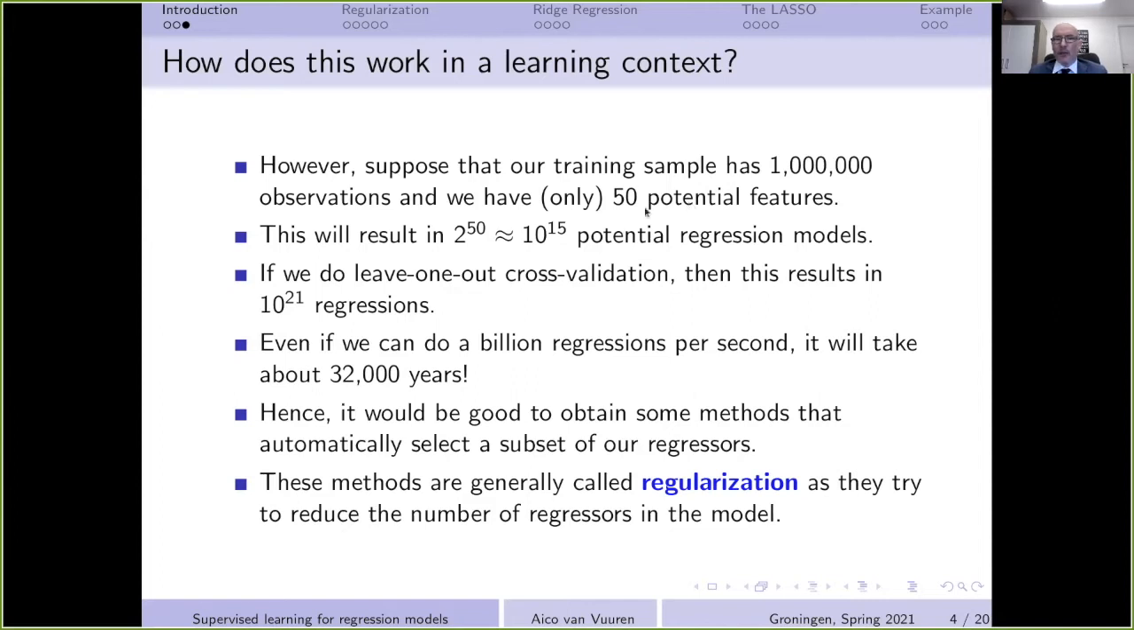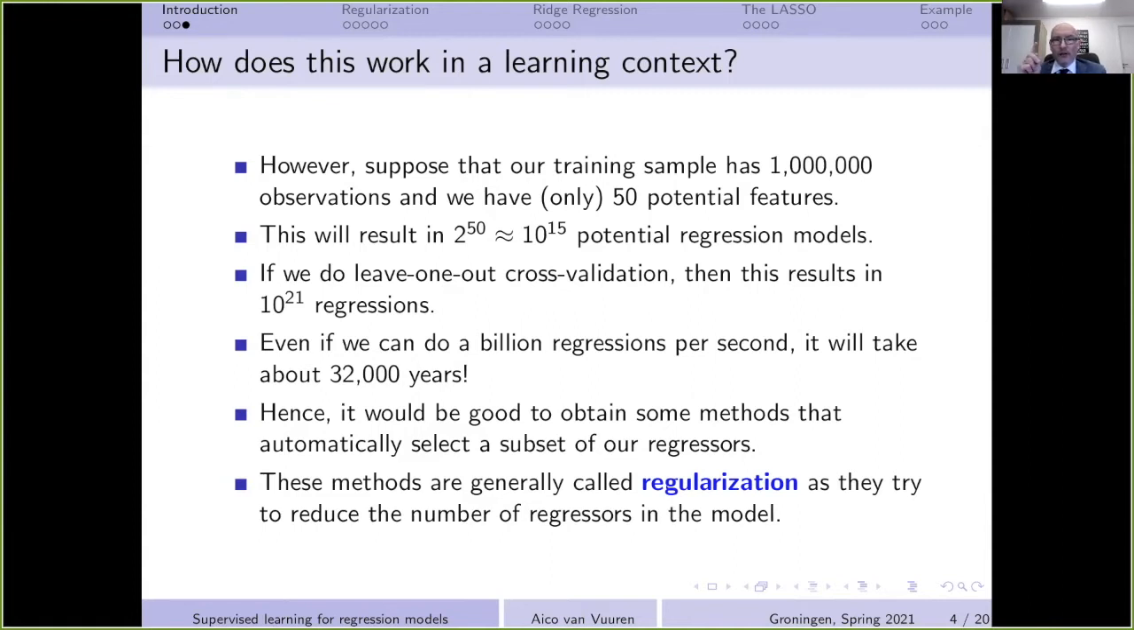But the main question now arises: if we are going to do all the potential regressions with respect to the features that we have over here, how many regressions do we have to do? Well, in general, when we have p different features, you can show that the number of regressions that we can do is always equal to 2 to the power p, where p is the number of potential features.